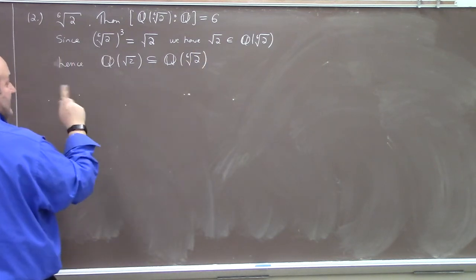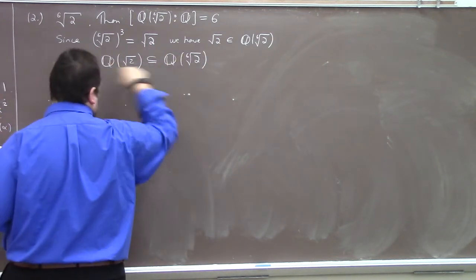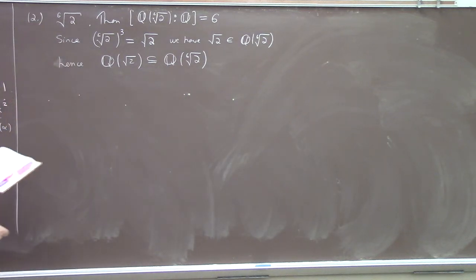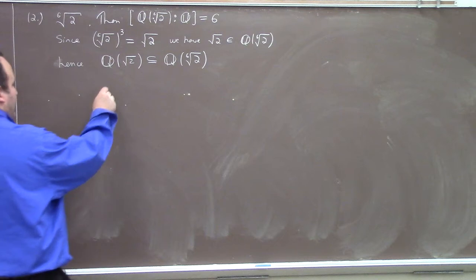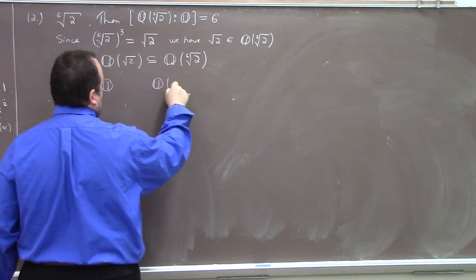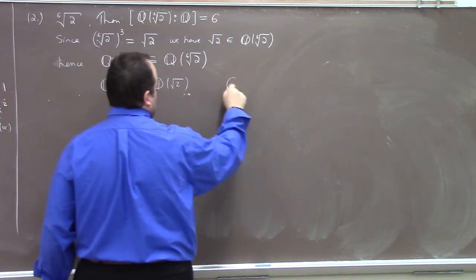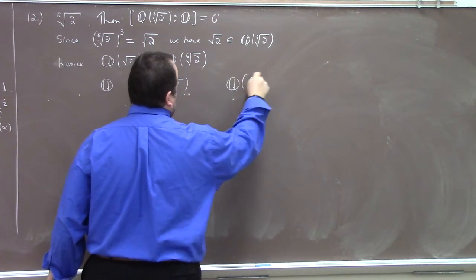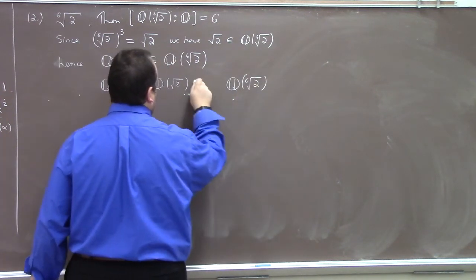Well, no, not because it's divisible, because this shows it. So here's the picture. We've got Q adjoin the square root of 2. We've got Q adjoin the sixth root of 2, right?